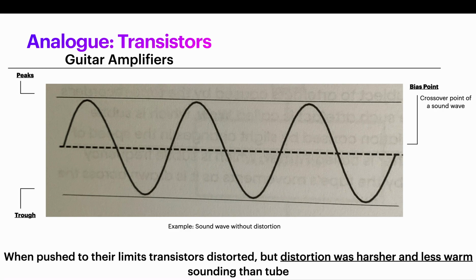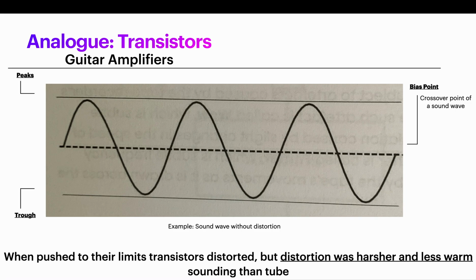Now, with guitar amplifiers, what they found is that they could now also use this within transistors. So transistors are basically the next point above tube. And what they found was that they could distort a certain sound in a very different way.